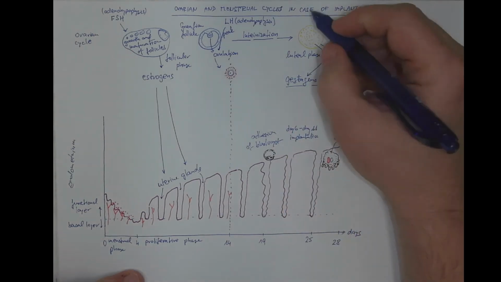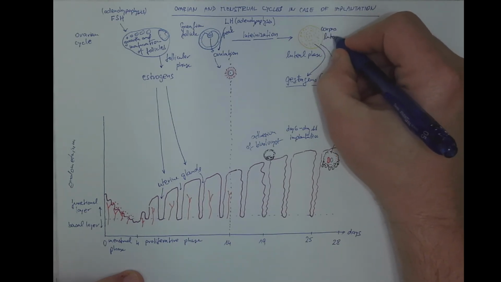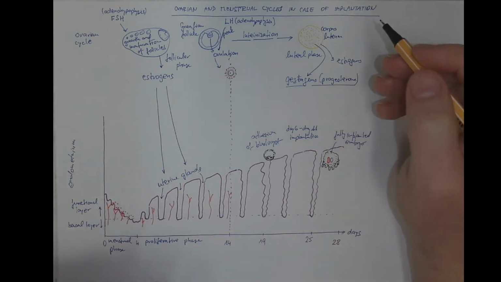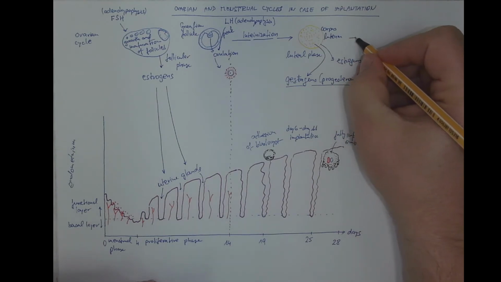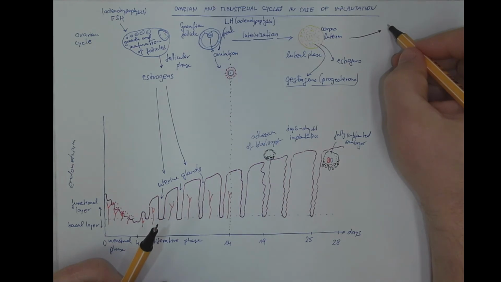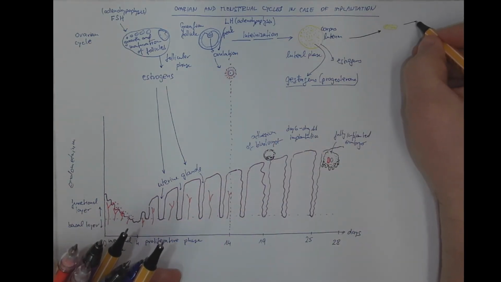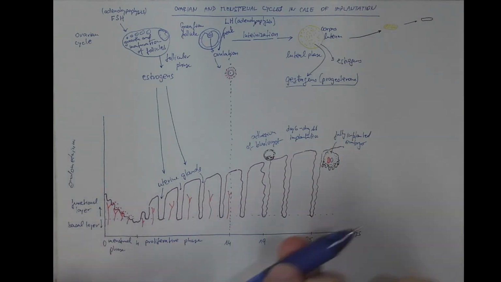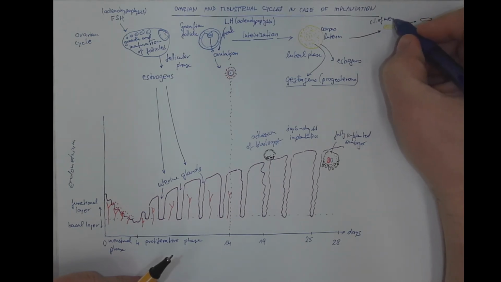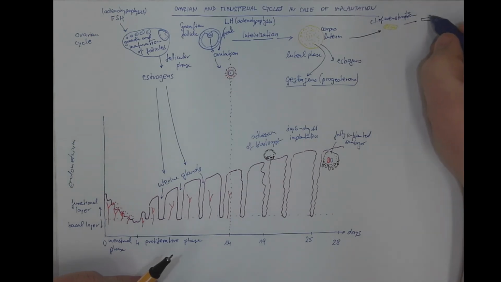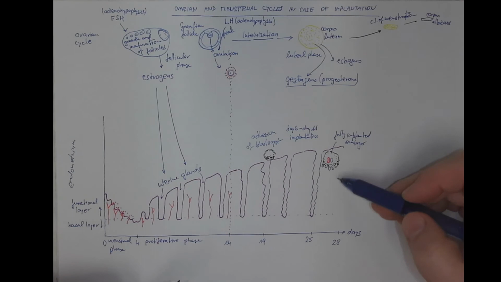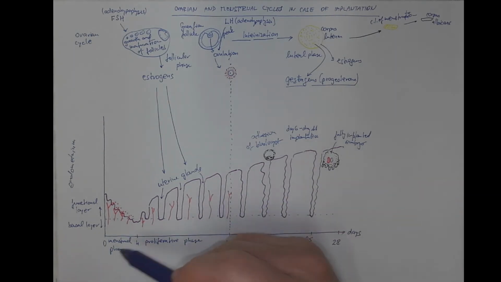Now the corpus luteum has two options. If there is no fertilization and no implantation, it will be reduced to the so-called corpus luteum of menstruation, which turns to a collagen scar, called corpus albicans, because the collagen is whitish, and the loss of the hormones will cause the loss of the endometrial mucosa, therefore the onset of next menstruation.